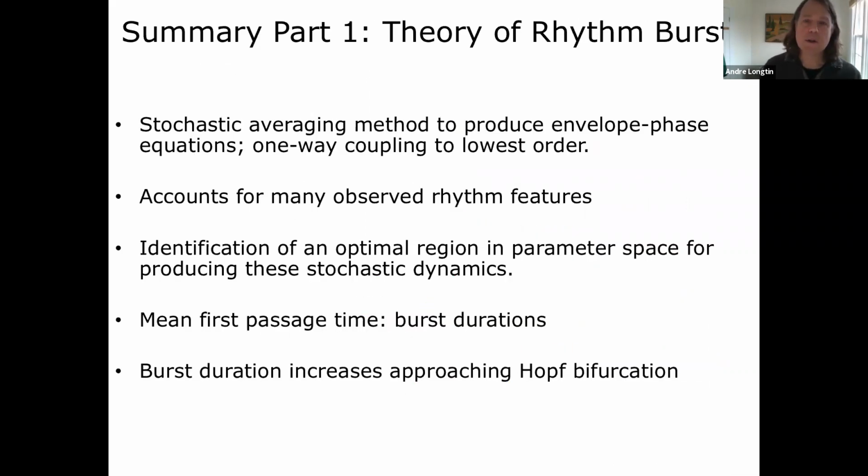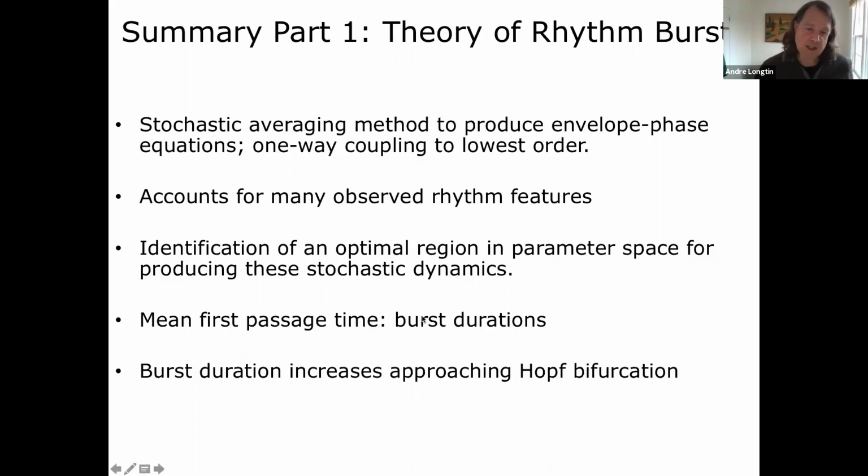Okay, so I'm not going to go into much more detail about this, but the stochastic averaging method produces envelope equations, and it's one-way coupling to lowest order. It accounts for many of the observed features in the data: the burstiness, the phase, the frequency content. And there seems to be an optimal region in parameter space for producing these stochastic oscillations.